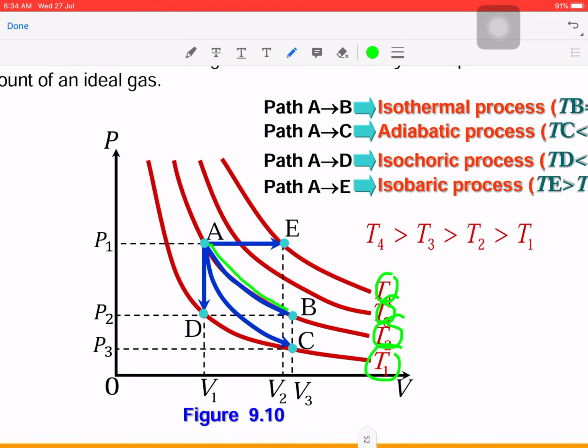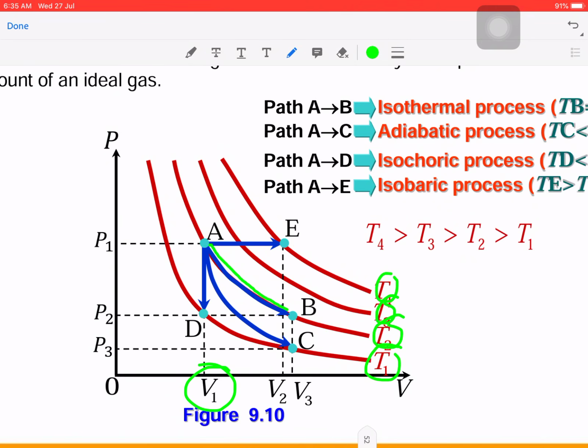Okay, next, A to C is the adiabatic process. So, from A to C, you can see there is some change in temperature. Okay, the temperature is changing. Next, from A to D, that one is an isochoric process. Okay, so isochoric process, nampak from A to D, there is no change in volume. Okay, the volume is V1 only. There's no change, but there will be change in pressure. Okay, and lastly, from A to E, isobaric process.